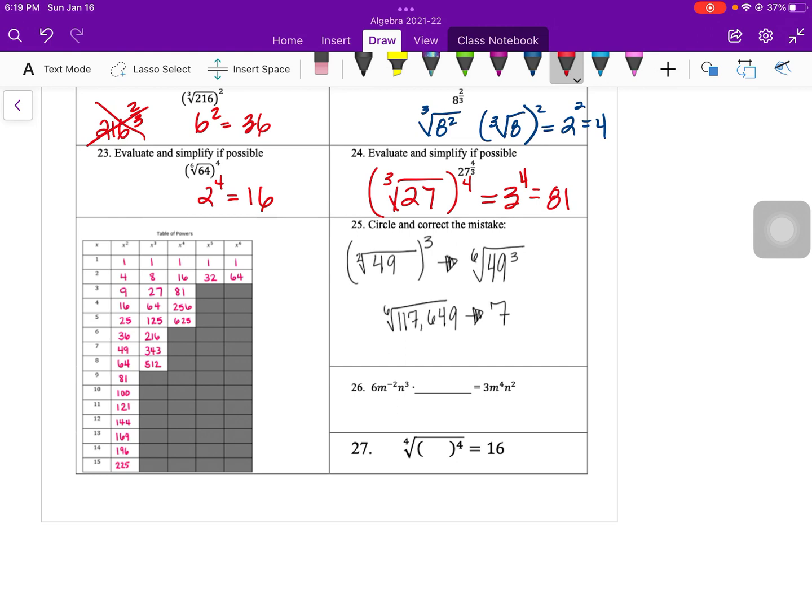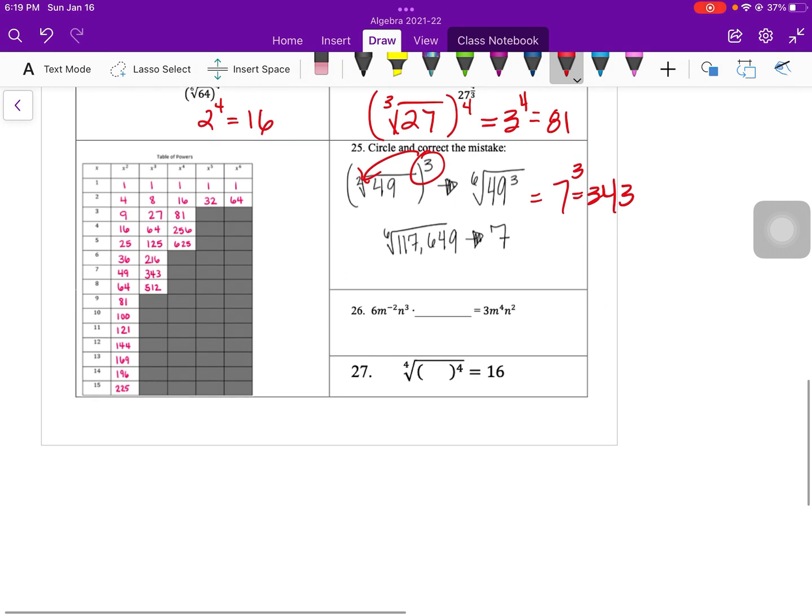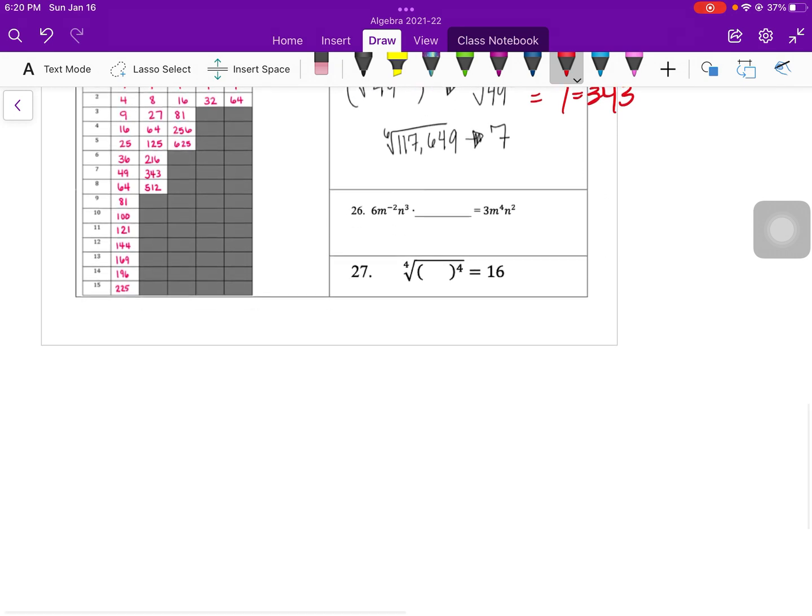Okay, 25 is an error analysis. Let's see, circle and correct the mistake. So 49. Oh, I think what they're trying to do here is distribute the exponent and make that a 6, which you cannot do. So that's the error. We can't distribute the exponent. Remember, the only thing we can do on this one is just take the square root of 49, which is 7, and then 7 cubed is, using again my table, 343. Okay, so no distributing exponents when we're working with radical form.